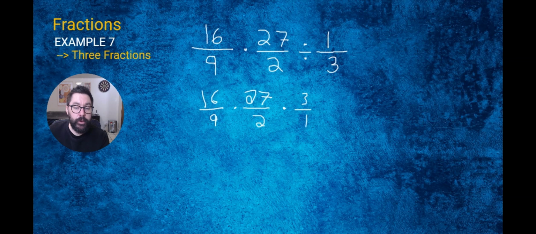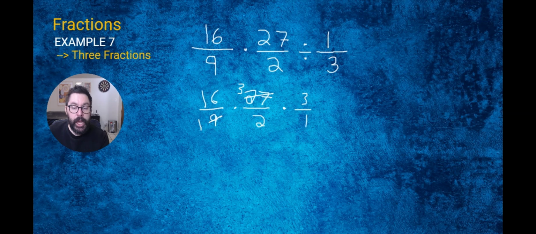So for example, this 27 and this 9 right here. One's up top, one's below. So we can simplify 27 over 9. And that can be written as 3 over 1.